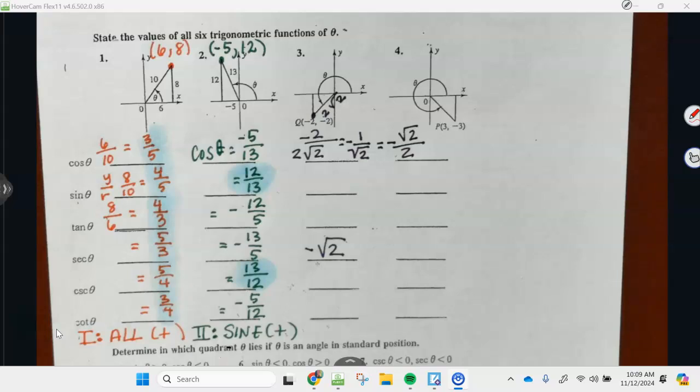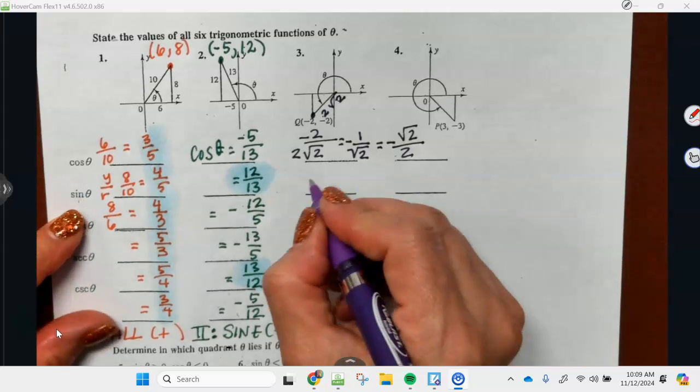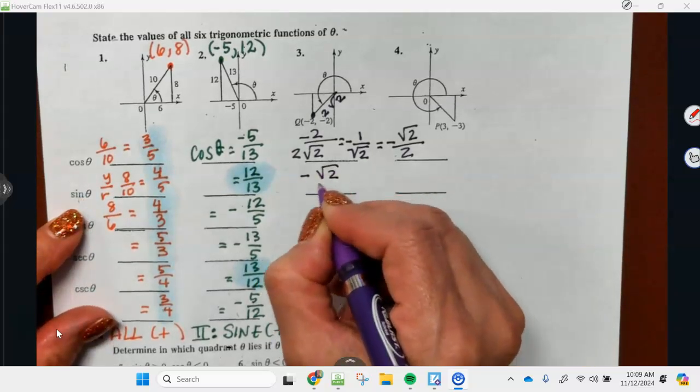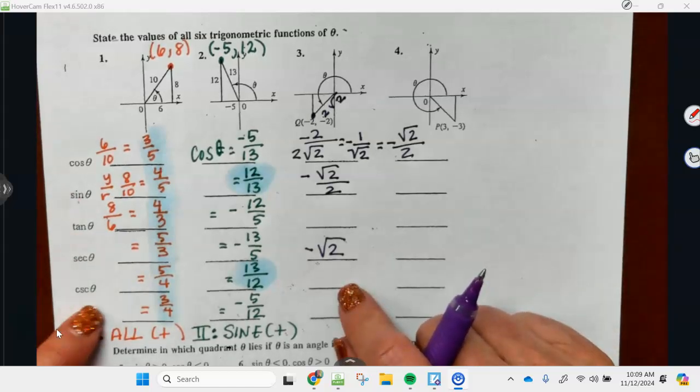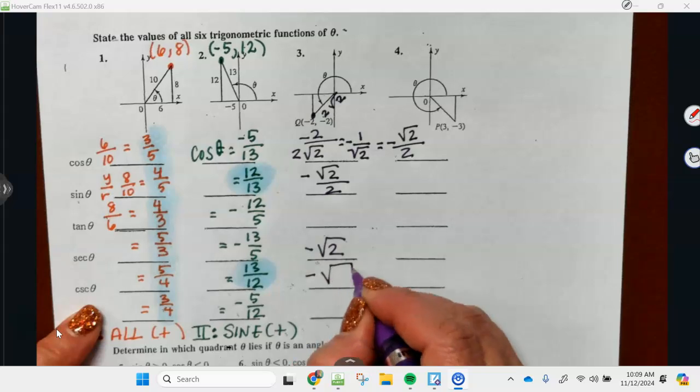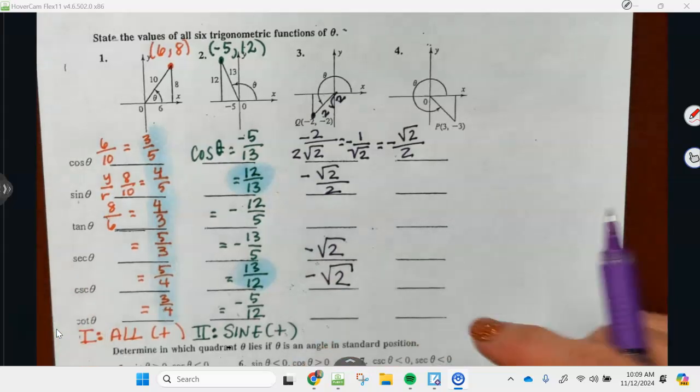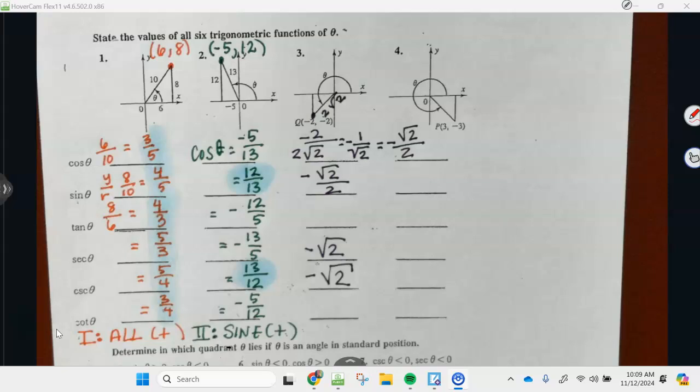What is sine going to be? Sine is y over radius. What is it going to be? It's the same, right? It is exactly the same. Y'all can just recopy that, the negative sign and everything. Good job. So sine is going to be -root 2 over 2. Let's go ahead and recopy cosecant. Cosecant is -root 2. All right, now all we got to do is knock out the tangents.